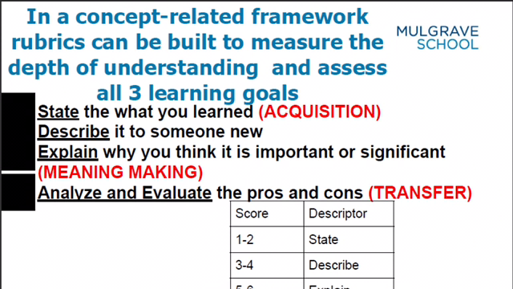And these 3 learning goals of acquisition, meaning making, and transfer are really important to a student's learning and growth as an individual. Because if they're not able to take that and put it into other situations, they'll never make those connections for themselves.